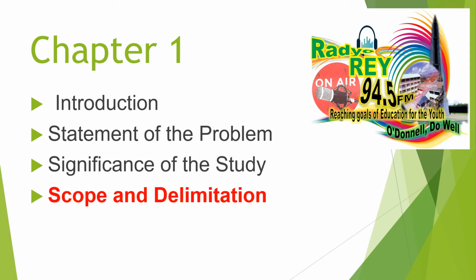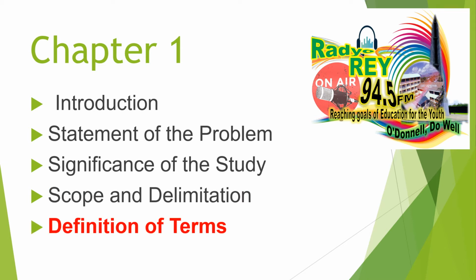Next is the scope and the limitation. The scope details how in-depth your study is to explore the research question and the parameters in which it will operate in relation to the population and time frame. The delimitation of a study are the factors and variables not to be included in the investigation.